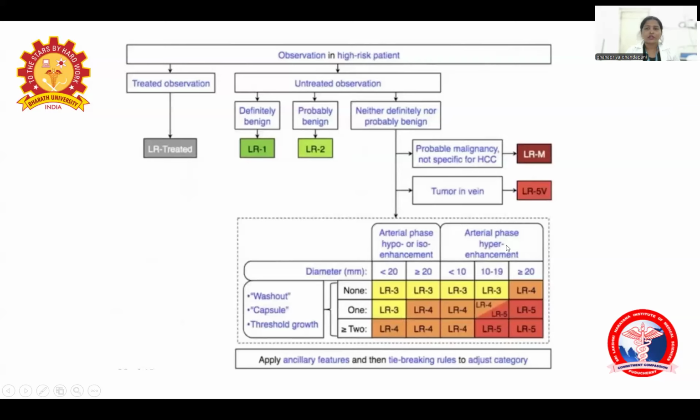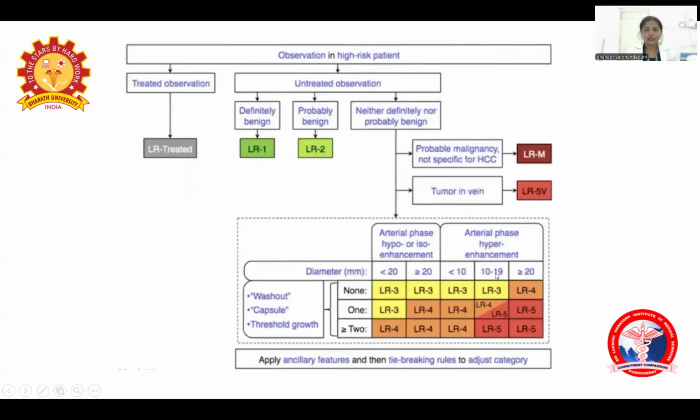Next, coming to the arterial phase hyperenhancing lesions, by size they are categorized as less than 1 centimeter, 1 to 2 centimeters, or more than 2 centimeters. For less than 2 centimeter lesions without any of these three features, they are put into the LR3 category. For a less than 1 centimeter lesion, even with one or more of these features, they are classified as LR4.